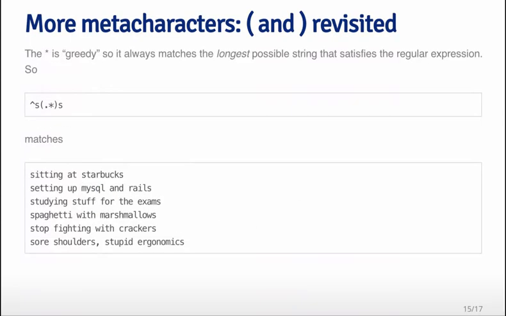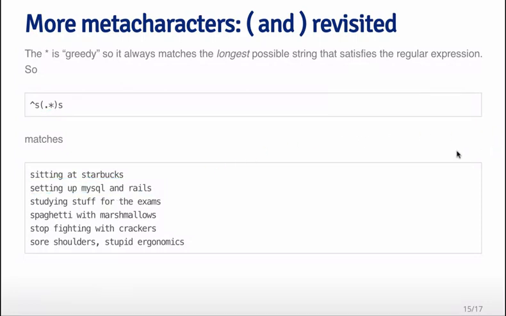The star is greedy, so it always matches the longest possible string that satisfies a regular expression. So in this case, we're starting at the beginning of a string, and we're looking for an S, followed by some possibly large number of characters, followed by another S. And it's going to match the entire phrase here because it goes for the longest possible string that satisfies the expression. And that's true for all of these phrases because they all start with an S and end with an S.